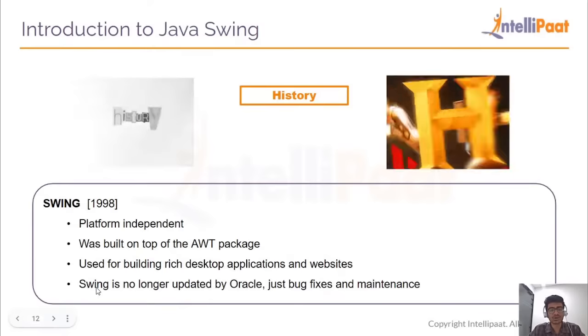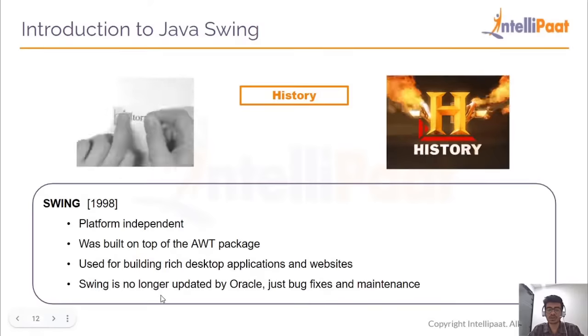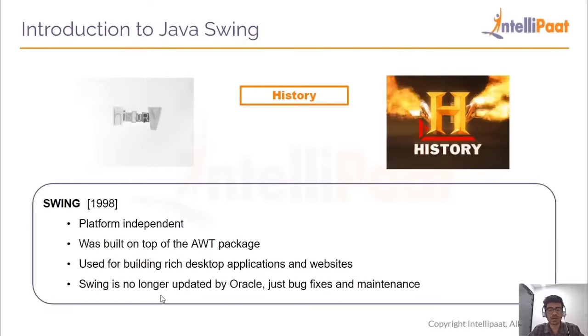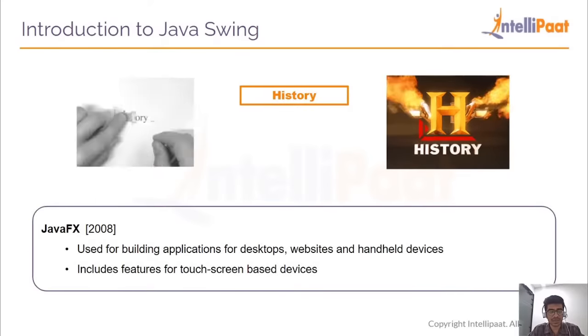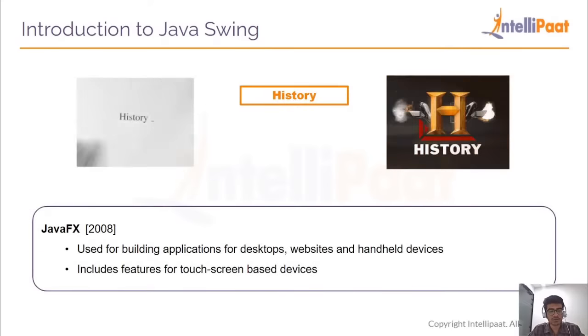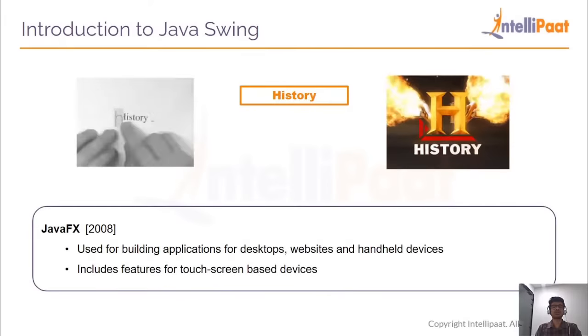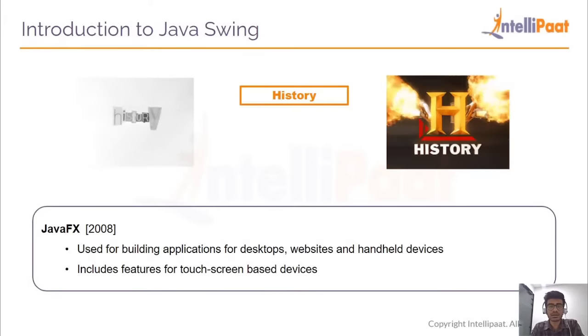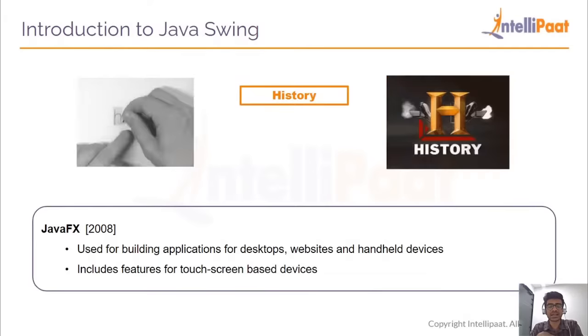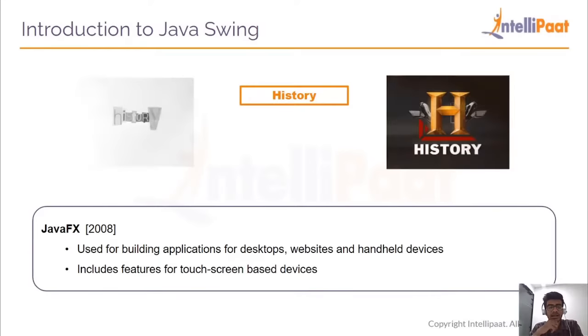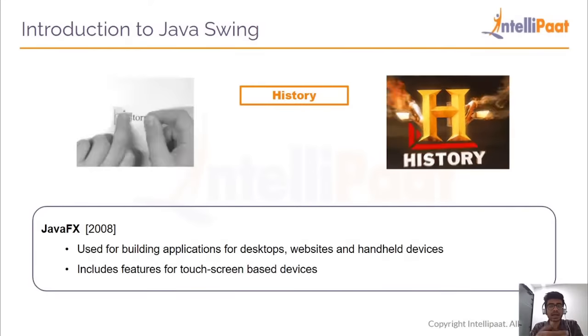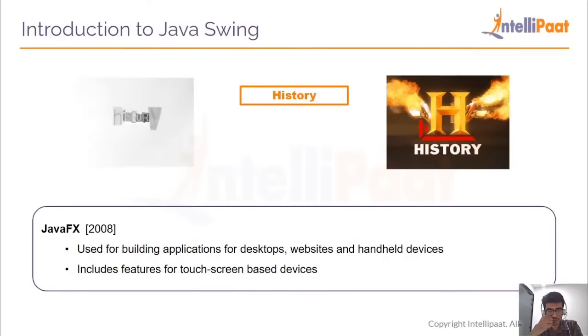And note that Swing is no longer updated by Oracle, and it only gets bug fixes and maintenance. The reason Oracle does not support Swing is that Oracle released JavaFX in 2008. As we all know, 2008 was the year when a lot of mobile phones were being released, Android OS was being released, and people had access to the internet on their mobile phones as well.